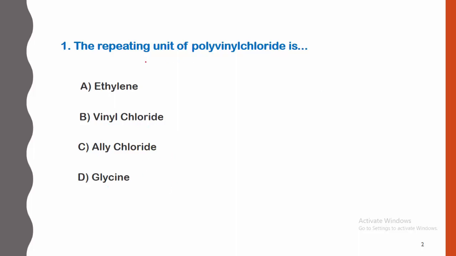Very simple. As we know, for any polymer which is made up of repeating units, that is nothing but the monomer. Here the question is asked for polyvinyl chloride polymer, which repeating unit is used, that is which monomer is used. The right answer of this question is vinyl chloride. Vinyl chloride is used for continuous formation of polyvinyl chloride.